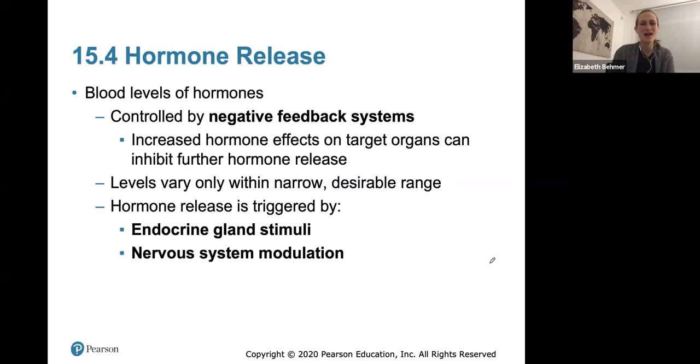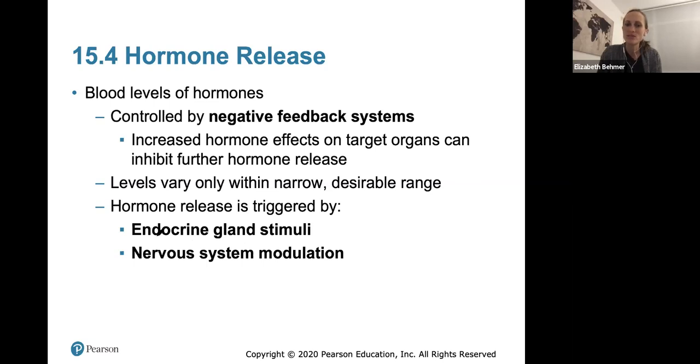Hormone release. Blood levels of hormones are controlled by what we call a negative feedback system. That just means that the increased hormone effects on a target organ can inhibit further hormone release. So let's say your body has enough or adequate thyroid hormone. Once that level of thyroid hormone is reached, it tells the brain to stop producing more thyroid hormone. So that's a negative feedback system. Levels vary only within a narrow desirable range because we always want to maintain homeostasis of these hormone levels.